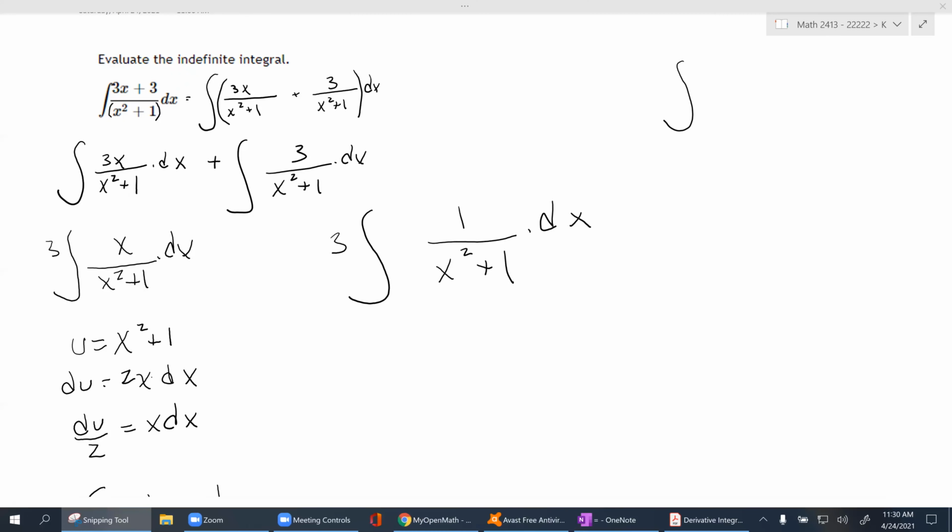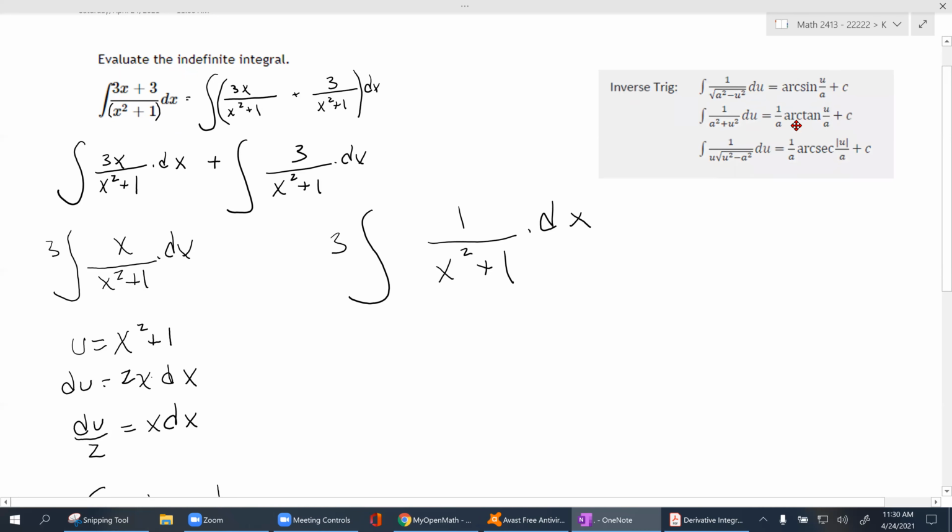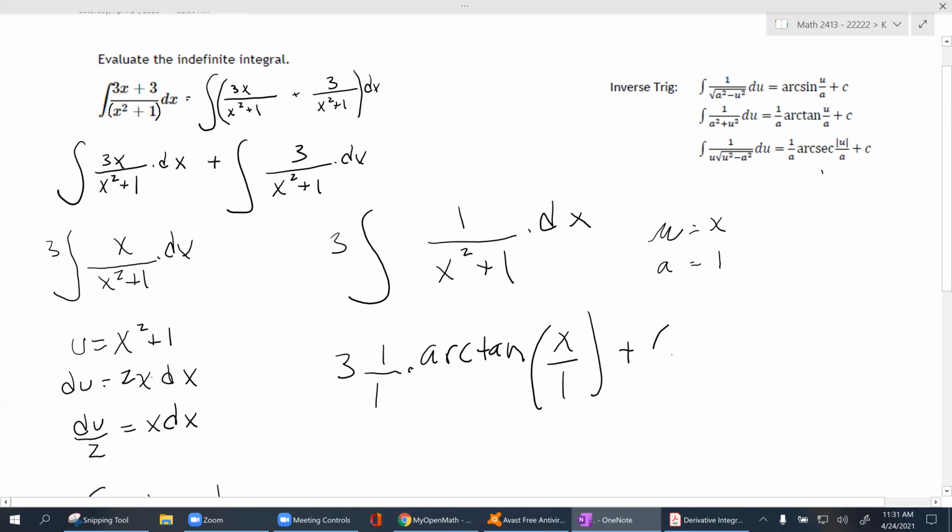Right, so the arctan one is a little bit different than the arcsine, where it's very similar to the arcsecant as well, but on the outside you also have to divide by a. So in other words, my u here would be x, my a here would be 1. So this is 1 over a, which is 1, times arctan of u, which is x over a, which is 1, plus c.